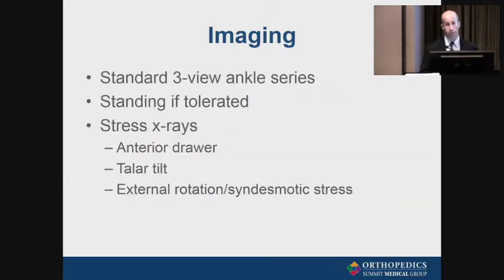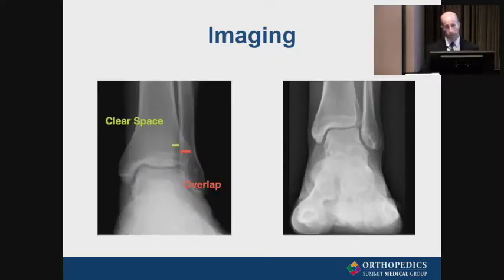So imaging should always include a standard 3-view ankle series, and I'll have a couple of pictures that can conceal fractures pretty well, especially if they're minimally displaced. On an anterior projection, we're looking for proper overlap between the tibia and the fibula, and appropriate spacing between the tibia and fibula in the syndesmosis.